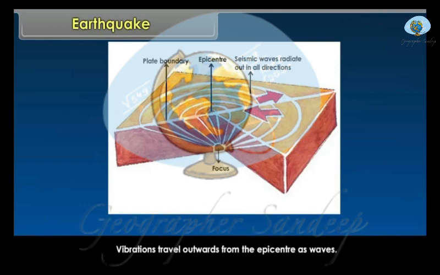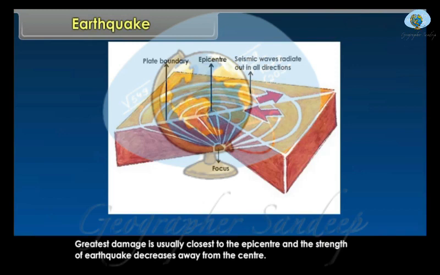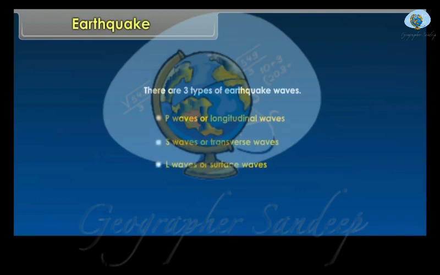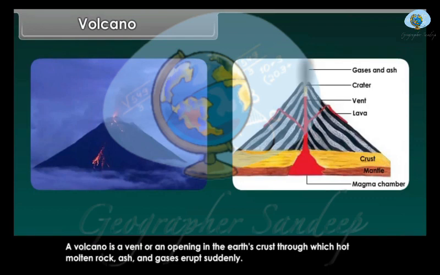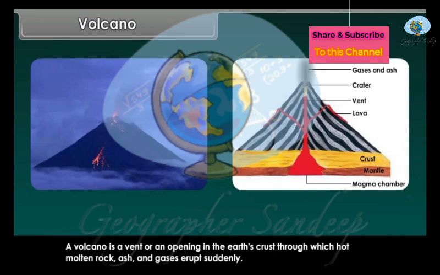Vibrations travel outwards from the epicenter as waves. Greatest damage is usually closest to the epicenter, and the strength of the earthquake decreases away from the center. There are 3 types of earthquake waves: P waves or longitudinal waves, S waves or transverse waves, L waves or surface waves. Volcano. A volcano is a vent or an opening in the Earth's crust through which hot molten rock, ash and gases erupt suddenly.